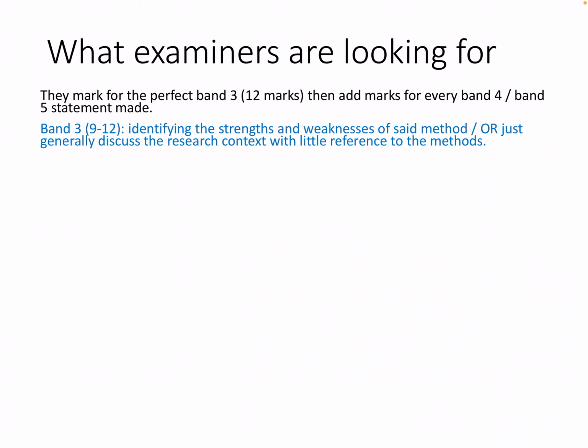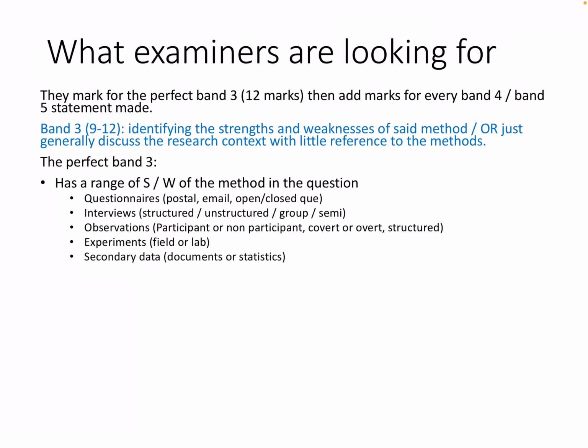So say you know a research method very well, you write a really good evaluative essay just saying why interviews are good and why they are bad, or you just discuss the research context with little reference to the method. So the perfect band 3 has a range of strengths and weaknesses for the method and the question. That could be questionnaires, and there's a variety of questionnaires. You might get specifically asked about postal, email, and obviously within the questionnaires you can have open or closed questions, or a mixture of the two.